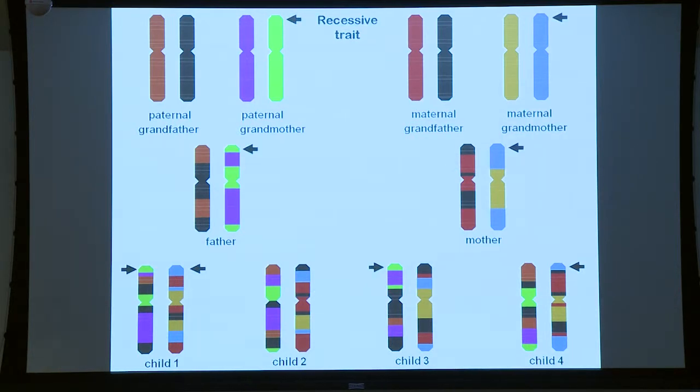This is just an example with a recessive, where I told you you needed 2 copies. You can follow it down and see that only the kid that has a green and a blue, because of course it's a different copy in each of these grandparents that is defective, will get the disease.